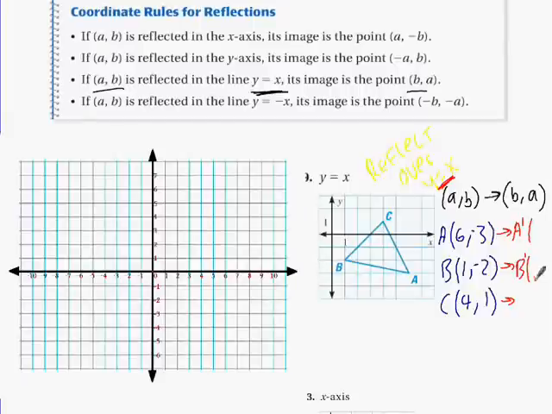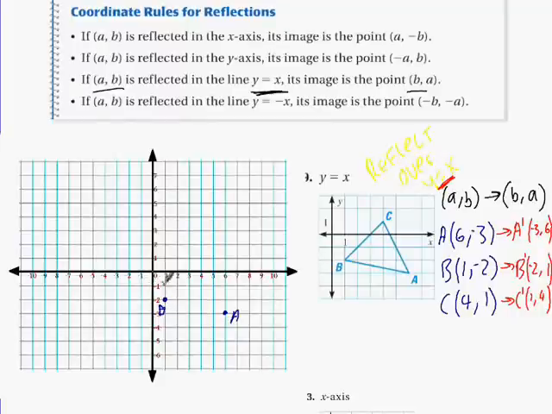Alright, I'm running out of space here. Let me just do it real tight, and I'm going to switch the A's and the B's, and I'm going to have negative 3 comma 6, and I'm going to have negative 2 comma 1, and I'm going to have 1 comma 4. Let's graph our points. I have 6 comma negative 3. I have right here, which is A. I have 1 comma negative 2, which is right here, which is B. And I have 4 comma 1, which is C.